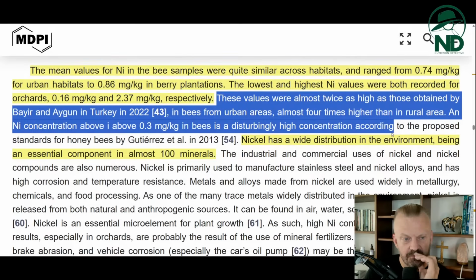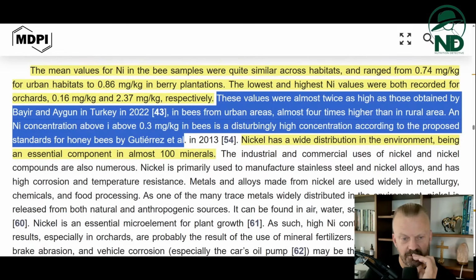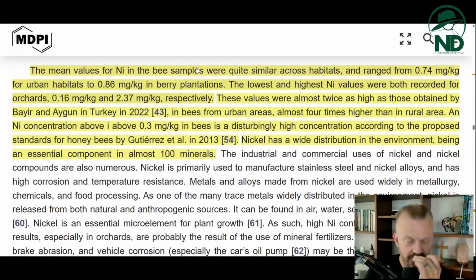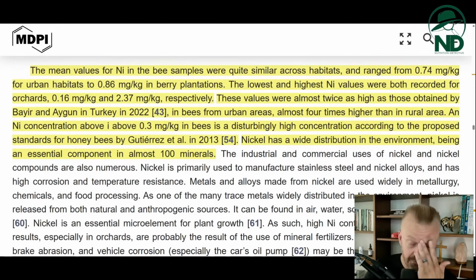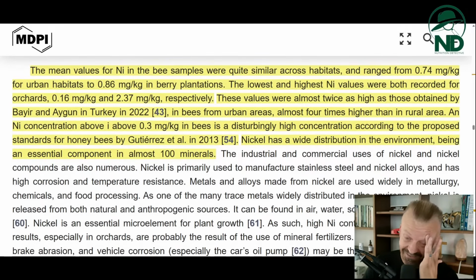A nickel concentration above 0.3 milligrams per kilogram in bees is a disturbingly high concentration according to the proposed standard for honeybees by Gutierrez et al. in 2013. Gosh, is it the glyphosate killing the bees? Wow, no, I'm sorry. I can't believe I missed that, Val. Wow.